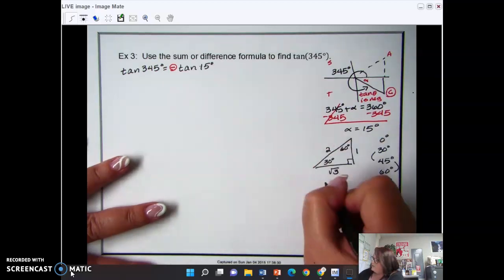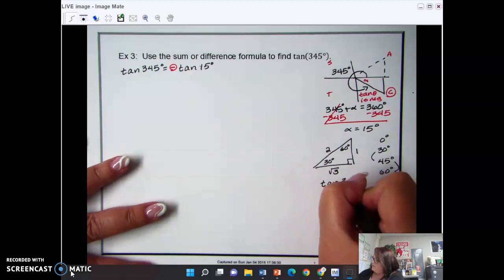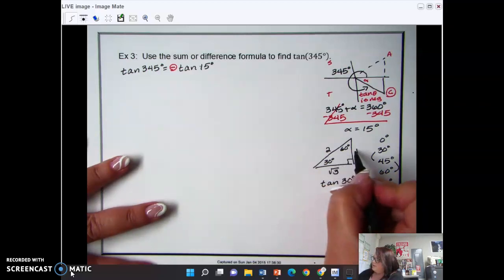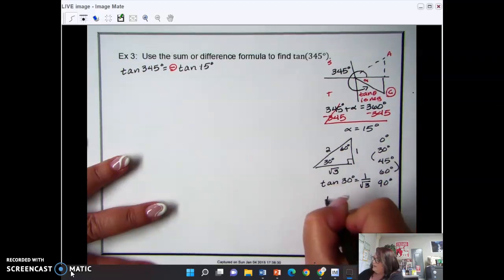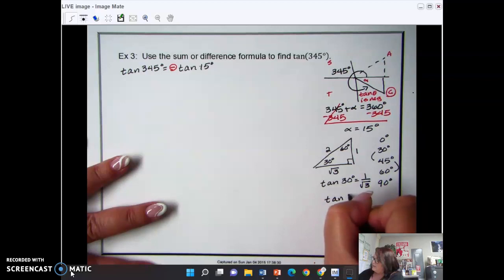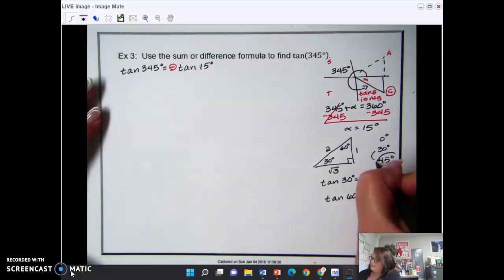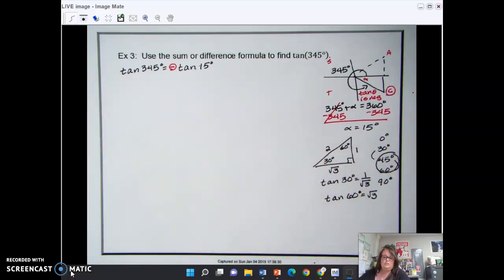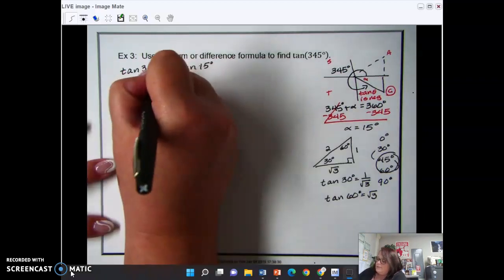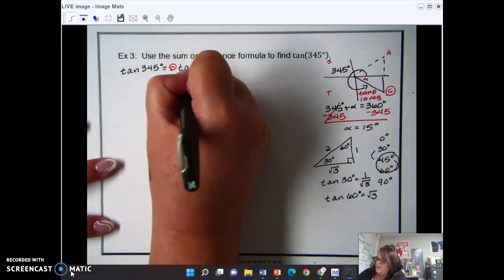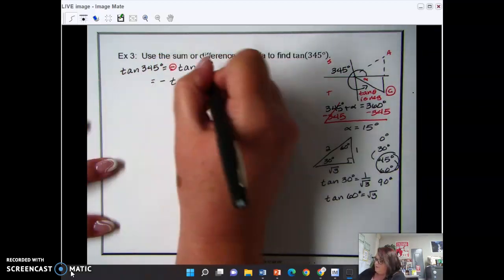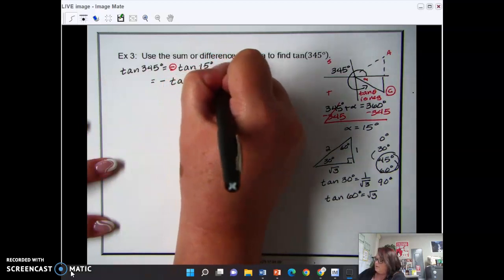So you'll notice if I do the tangent of 30 degrees, the opposite over adjacent gives me 1 over root 3. Whereas if I do the tangent of 60 degrees, I just get root 3 over 1, which is root 3. So if I have a choice, I'm going to pick 60 degrees because it's a much easier tangent to deal with. So I'm going to say that this is the opposite of the tangent of, and then we get 60 minus 45.